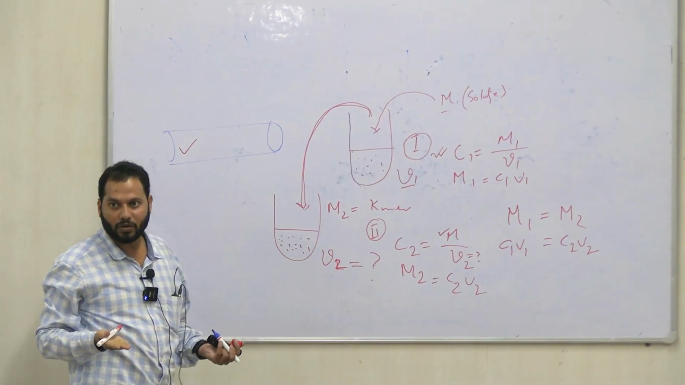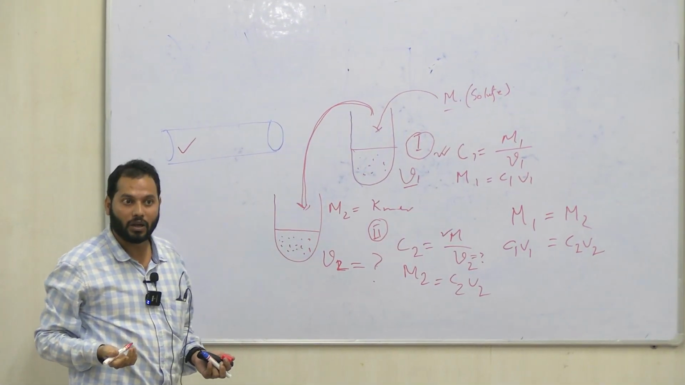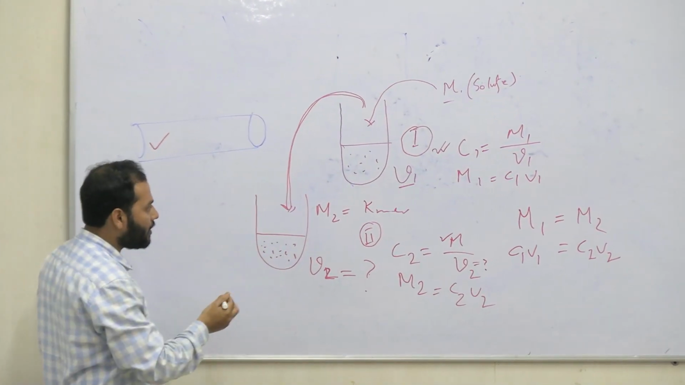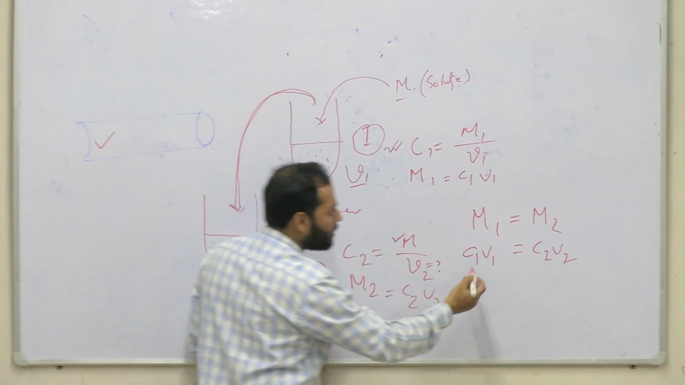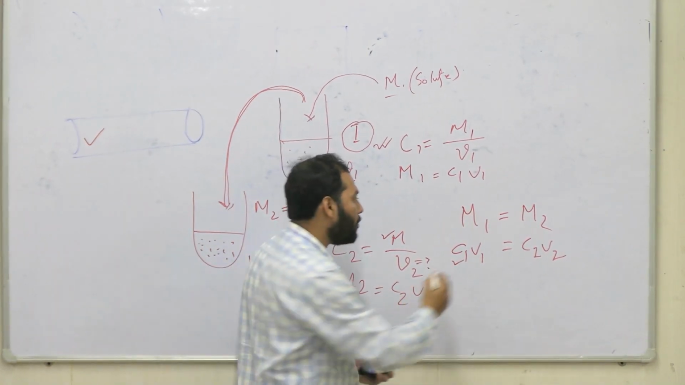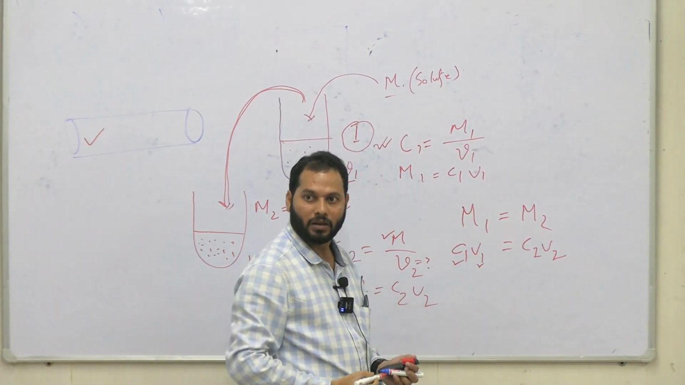Suppose we want to measure the plasma volume present in blood capillary. So what is the method? That is the dye dilution method, right? Now here, this is known: concentration 1 is known, V1 is also known.